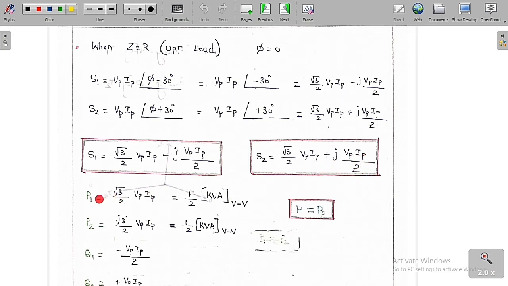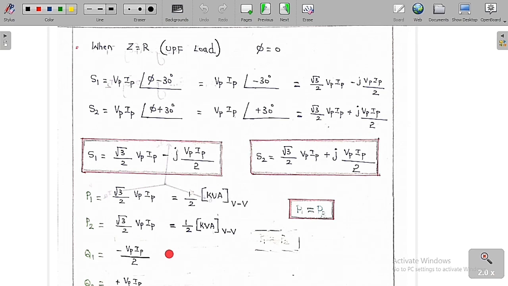We can see clearly that the active power supplied by transformer 1 is root 3 by 2 into VP IP, which is equal to half of the kVA of the open delta connection. Similarly, the active power supplied by transformer 2 is equal to root 3 by 2 into VP IP, which is also half of the kVA of the open delta transformer. You can see clearly both the values are always equal. So the active power supplied by transformer 1 is equal to the active power supplied by transformer 2. So P1 is equal to P2.